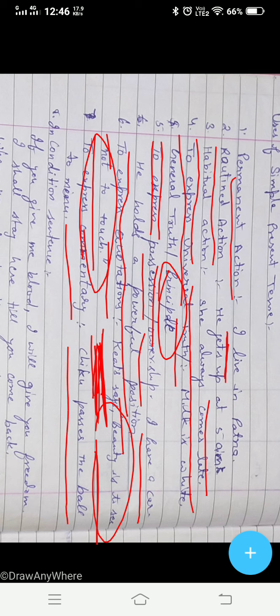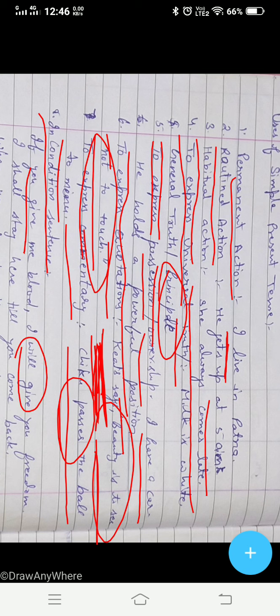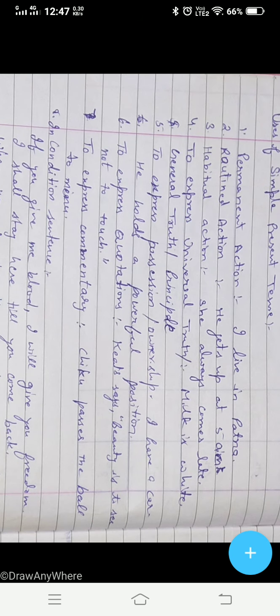Most of the students like to see cricket or to play cricket. Chiku passes the ball. Passes is simple present tense. In conditional sentences, there are three types of conditional sentences. प्रेजेंट टेंस से हम जब बनाते हैं, If you give me blood, I will give you freedom. Who said this? Subhash Chandra Bose. I shall stay here, future दे रखा है यहाँ पे. You come back. I shall stay here, you come back.